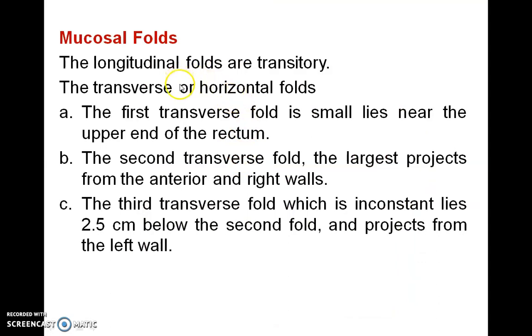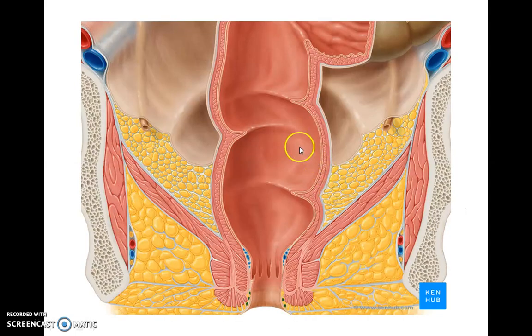The interior of the rectum has longitudinal folds and transverse folds. Longitudinal folds are temporary and are present in the lower part of the rectum only, and they disappear when the rectum distends. Transverse folds, we will see there are 3 folds, first, second and third, and sometimes a 4th fold is also present. Here we can see the interior of the rectum. See these longitudinal folds in the lower part of the rectum; they disappear when the rectum distends.